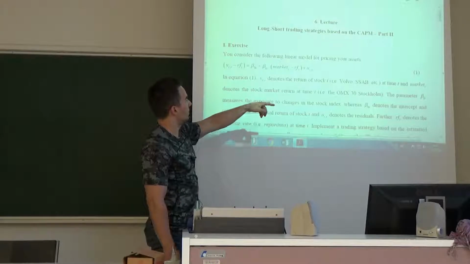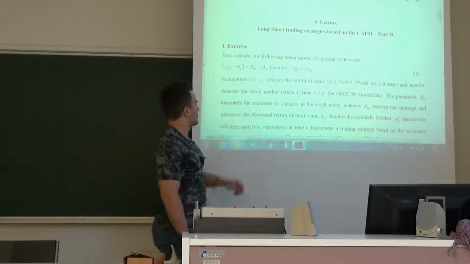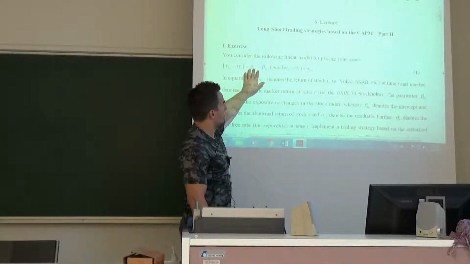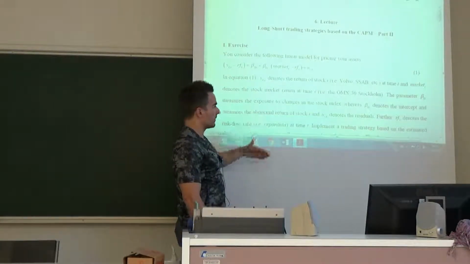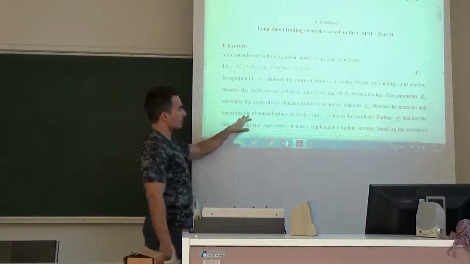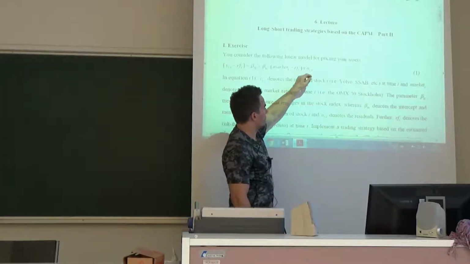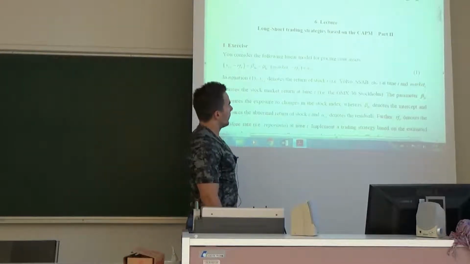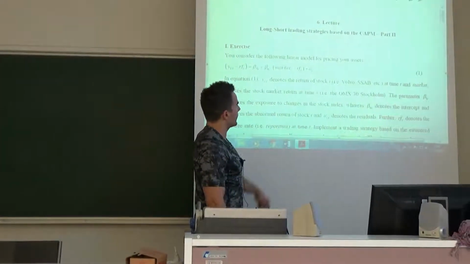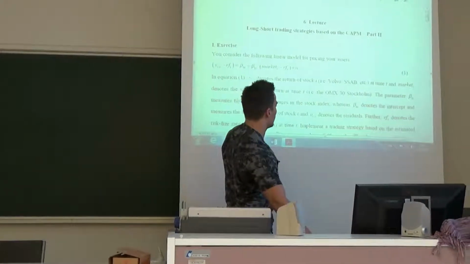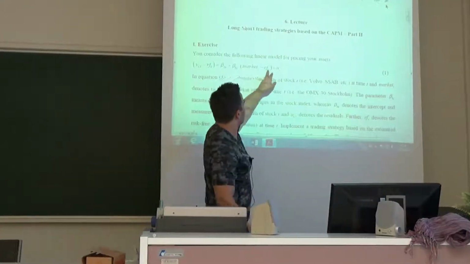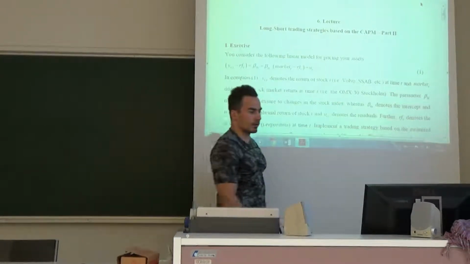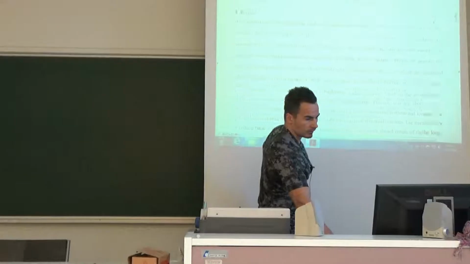The parameter beta 1 i denotes the market sensitivity, or the exposure to changes in the stock index. Beta 0 is our alpha, the intercept or the abnormal return of stock i. And this u_it is the error term, and denotes the residuals of stock i at time t. This is our firm-specific component. Then we have, of course, RF on both sides of the equation, the risk-free rate, and we use the repo rate because we are in the Swedish economy now.